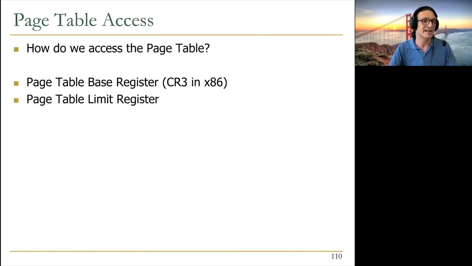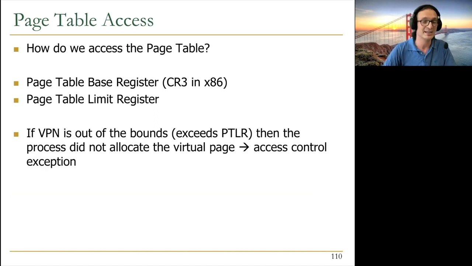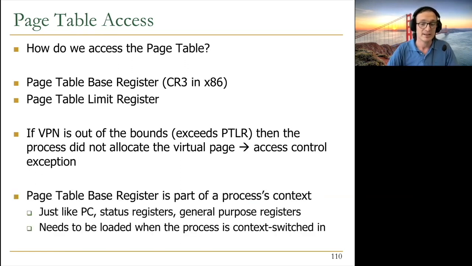We discussed how to do the page table access. There's a page table base register. There's also a page table limit register so that you don't exceed the virtual memory that you're accessing. If the virtual page number is out of bounds, meaning it exceeds the page table limit register, then the process did not allocate the virtual page, so an access control exception happens. So there are hardware checks. x86 actually has segmentation also, as we discussed in the last lecture, which is a different level of protection, but it's not as important today. That's why we don't talk about it as much.